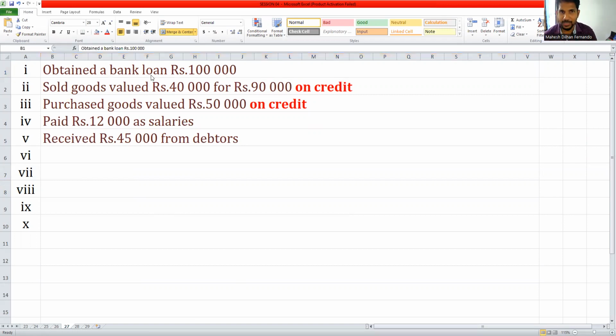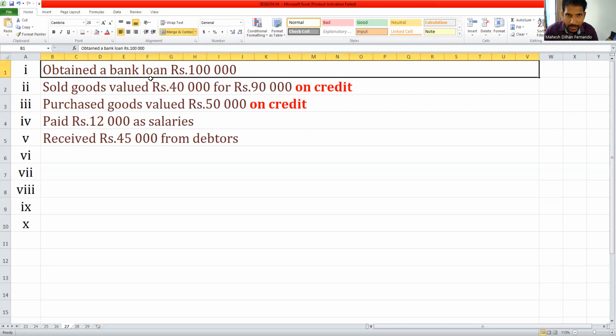Second one: inventory minus 40, debtors plus 90. Once you see the debtors, you have to understand it's a credit sale. You have to mention whether the sale is done on cash or on credit. It's a credit sale, no? Then use the value. Sold goods valued 40,000 for 90,000 on credit.